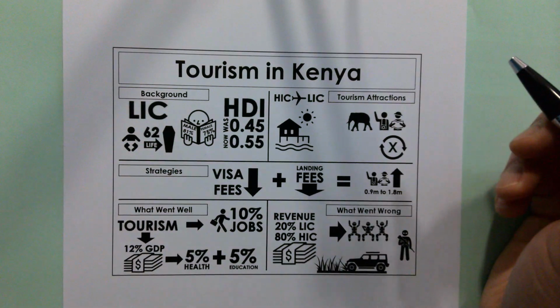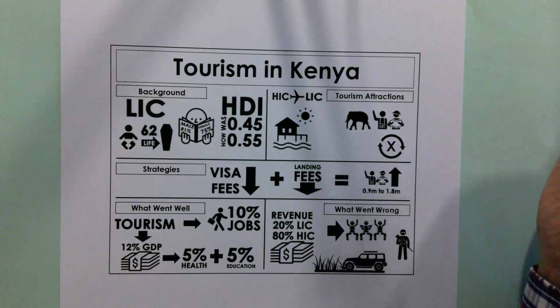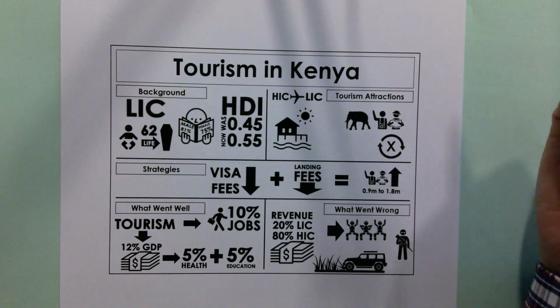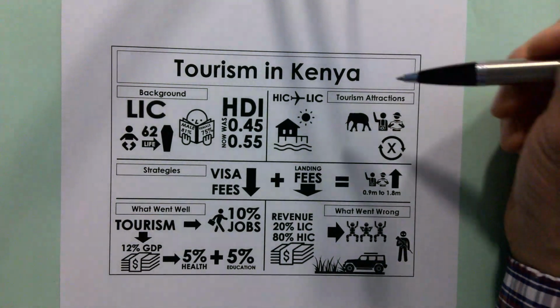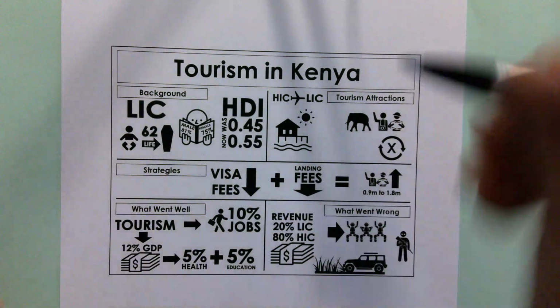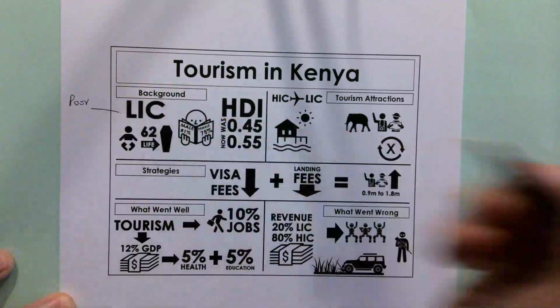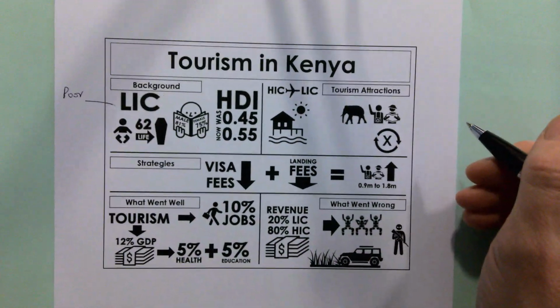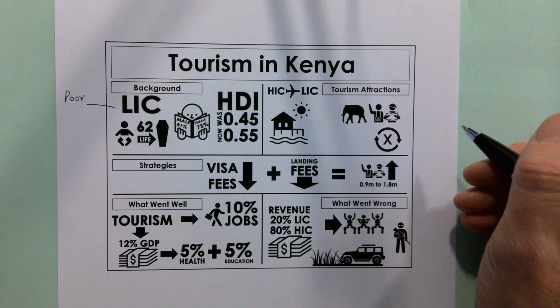Welcome back, geographers, and this is our next case study video for the Unit 2C Changing Economic World topic. This is all about tourism in Kenya. And this case study is all about how Kenya, which is an LIC, so it's a poor country, have used tourism to try and boost their economy and try and make the country better developed.